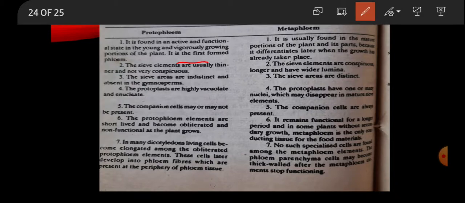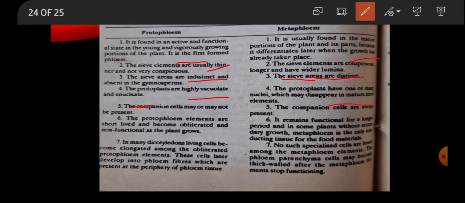Protophloem, similarly to protoxylem, is found in the young and vigorously growing portions of the plant, and it is formed first, while metaphloem is formed last and found in the mature portions. In protophloem, the sieve tube elements are thinner and not very well developed, while in the metaphloem, they have wider lumina and they are well developed. Sieve areas are not distinct, and the protophloem is absent in gymnosperms, while in the metaphloem, the sieve areas are well distinct.